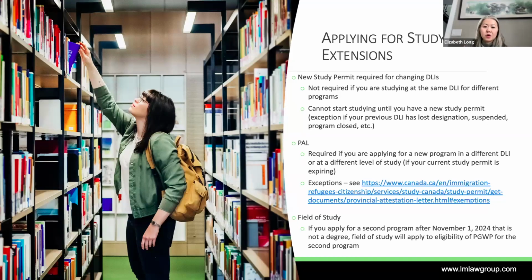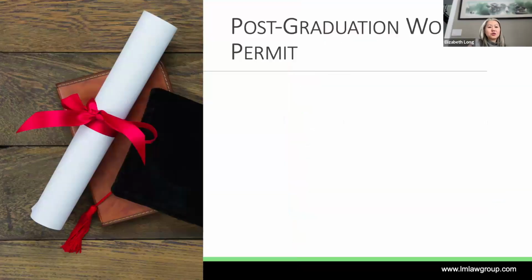So then could I get my postgrad work permit if I have my undergrad, but now I want to do another program at Sheridan? So in that situation, you'll need to apply for a new study permit, and you also will be subject to the field of study requirement. So on IRCC's website, you need to go check if your program at Sheridan would fall under the field of study that they have for postgrad work permit eligibility. Okay, great. And that leads us to the next slide, which is postgrad work permits.